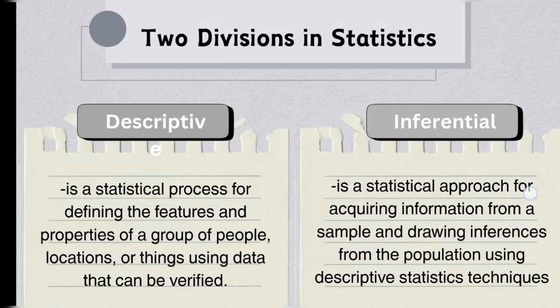So next is the inferential. Inferential is a statistical approach for acquiring information from a sample and drawing inferences about the population using descriptive statistic techniques. So inferential analysis takes things a step further. It uses the data you have to make educated guesses or predictions about a larger group. For example, based on your survey, you might infer that chocolate.